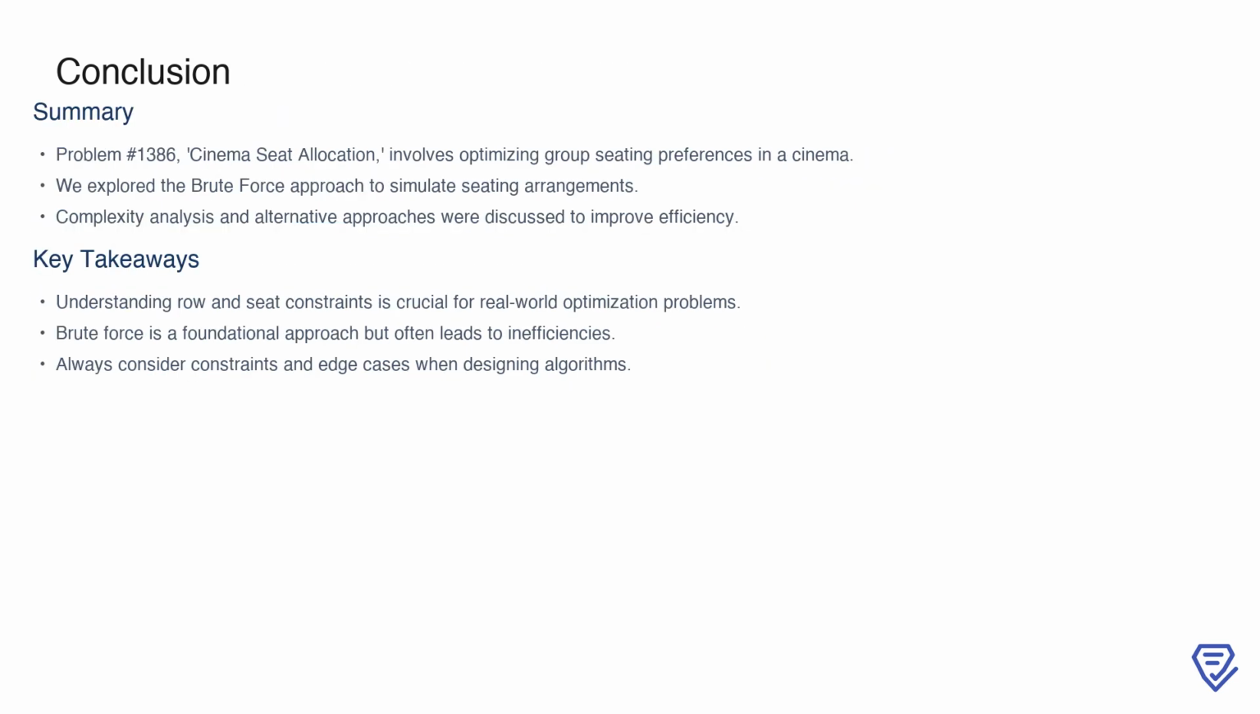Great job! We covered the key insights and solution strategies for problem number 1386, cinema seat allocation. Remember, efficient seating allocation mirrors real-world optimization challenges, so understanding constraints and designing scalable algorithms is essential. Thank you for watching, and I'll see you in the next problem walkthrough.